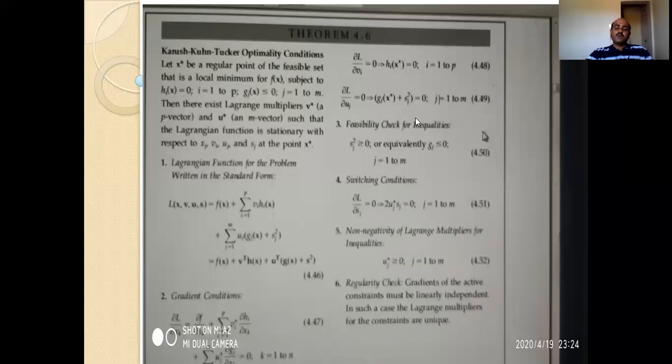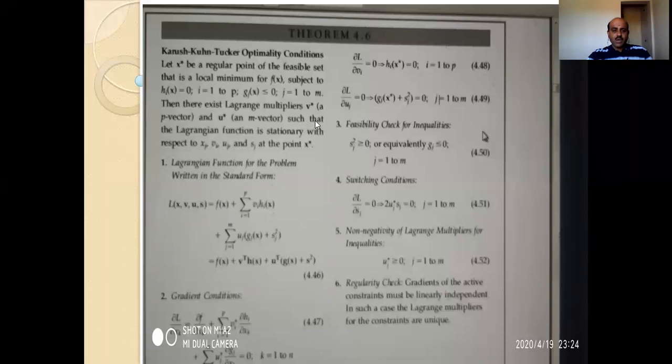The Kuhn-Tucker optimality condition. So please, you should be in a position to understand the vector calculus, and then we need to write how to express the Lagrangian function for the problem in the standard form. So this is the equation 4.46 that I am talking about here. 4.46. This is a very standard equation for us. Okay, so here we have two vectors, one is called v star, another is u star. One is a p vector, another is an m vector.